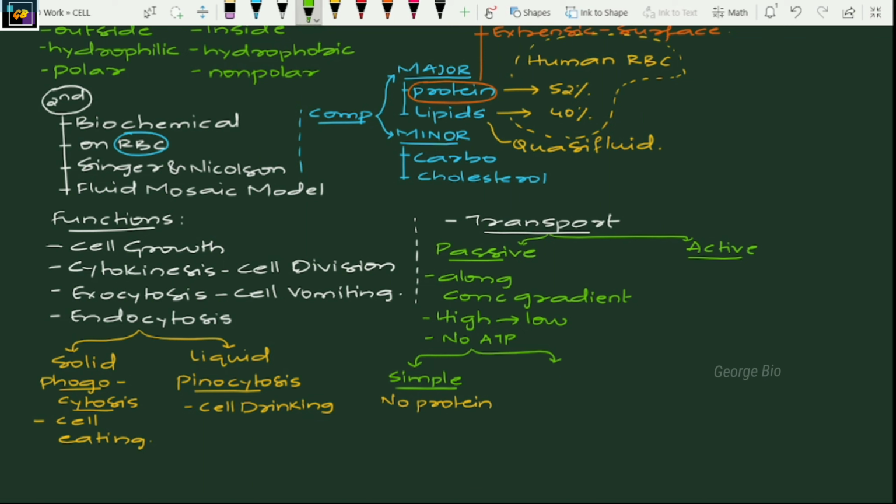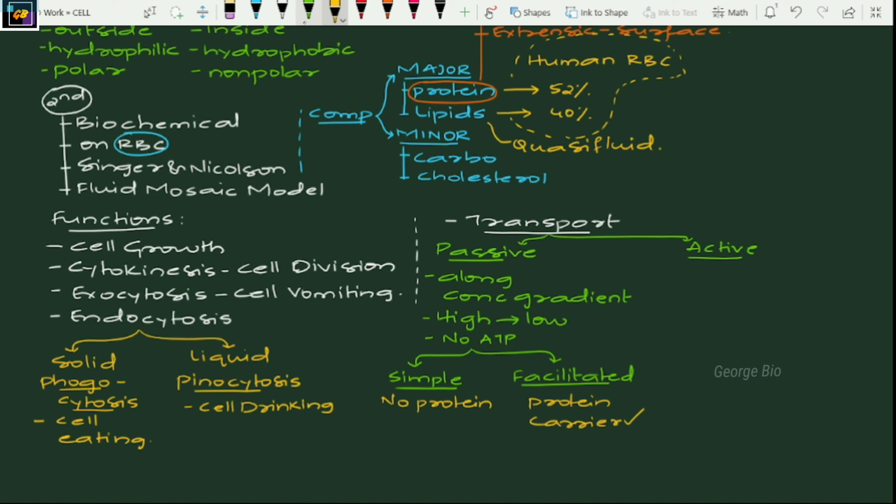Coming to the second one, it's facilitated diffusion. If you talk about facilitated diffusion, it's a transfer of substances along the concentration gradient from high concentration to low concentration without using ATP, but in the presence of protein carriers, by the use of protein carriers. So protein carriers are involved. So this is about passive transport.